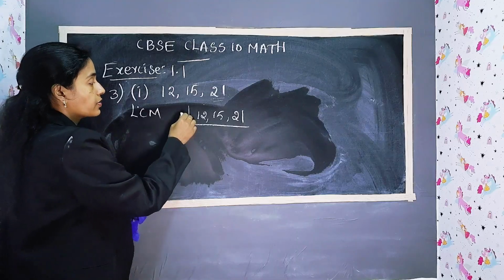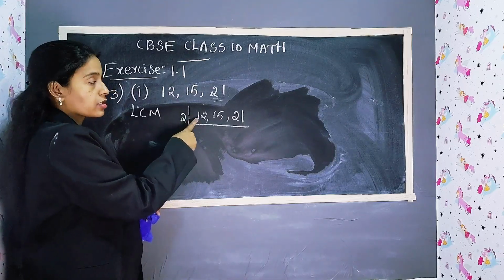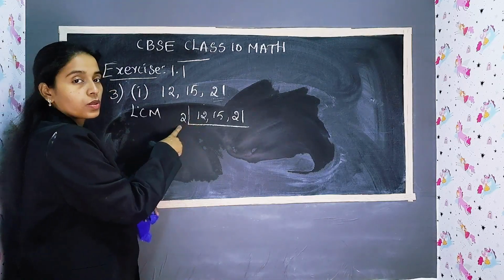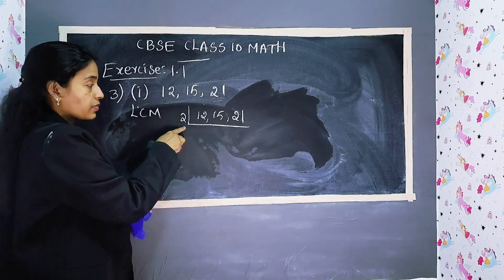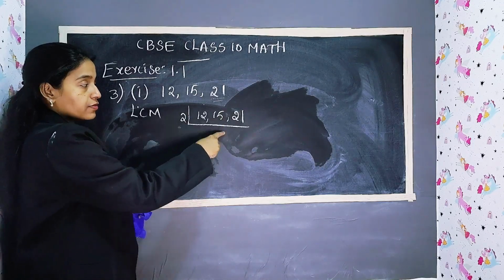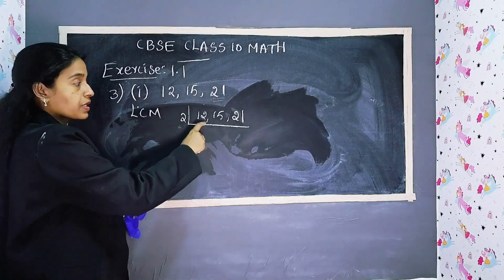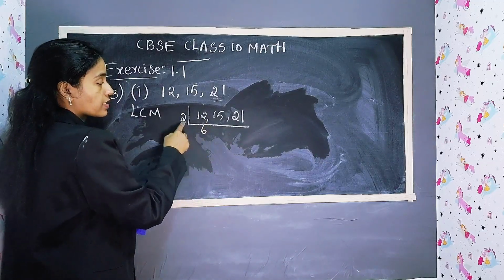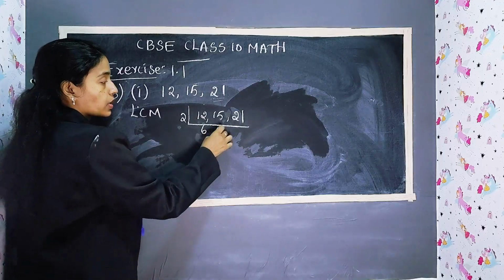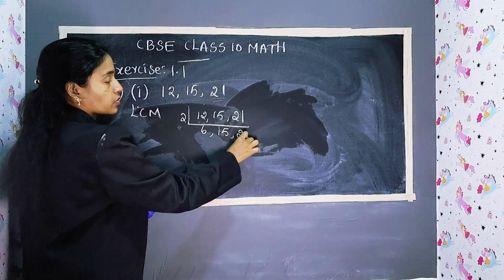Okay, now I'm taking 2. Why? Because this 12 will get divided by 2 completely, but 15 and 21 cannot be divided by 2 completely. So I can write 15 and 21 as it is. 12 only will get divided by 2. Okay, six 2s are 12, right? So I can write 6, 15, 21.